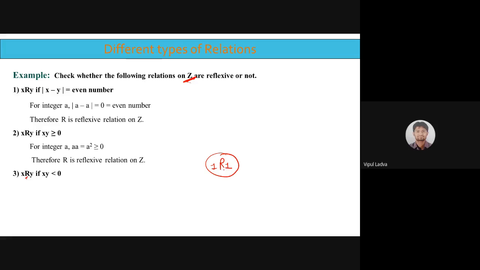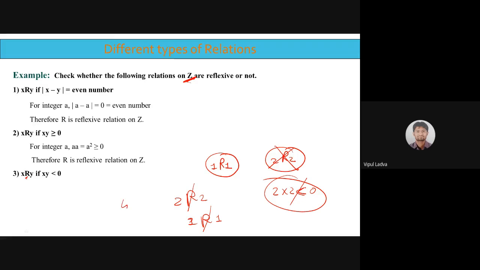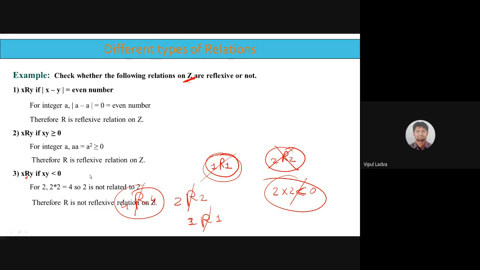Yes, 1 is not having relation with 1. 1 is not connected with 1. Even 2 is not connected with 2. Why is 2 not connected with 2? Because if you look at 2 into 2, it is not less than 0. So 2 is not in relation with 2, 1 is not in relation with 1, 4 is not in relation with 4. Sir, we just need a single evidence to deny that. Yes, it's enough. This relation is not going to act as a reflexive. Observe this. This is not reflexive on Z.